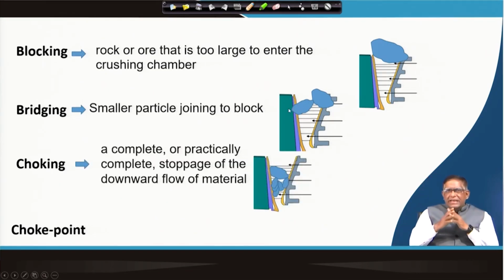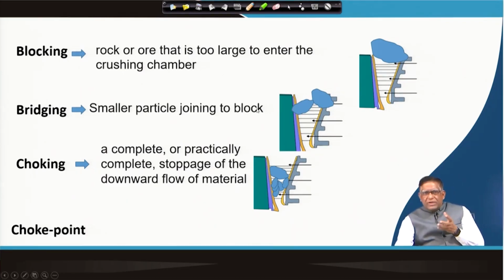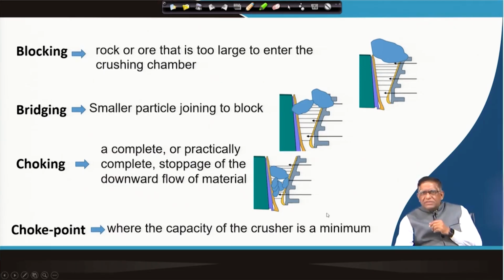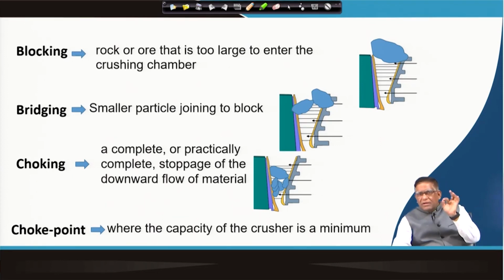you will have to solve the problem. Sometimes it becomes choking, a complete or partially complete stoppage of the downward flow, because the whole material is getting stuck over there, that is choking. Now, when choking takes place, there will be a choke point where the capacity of the crusher is minimum. Normally, if the crusher is not giving enough force to crush over here, that may be the choke point in that crusher. Depending on the design of the crusher, depending on the curve it has, the choke point can be different.